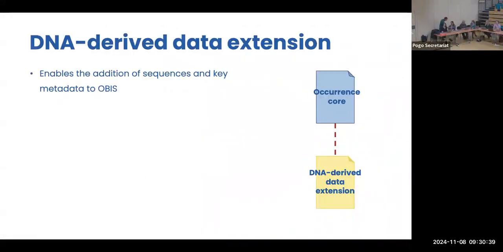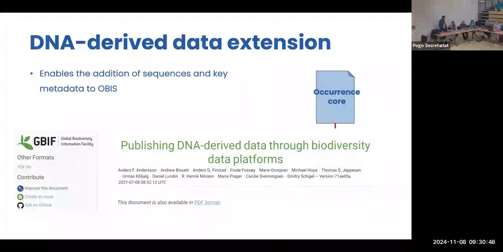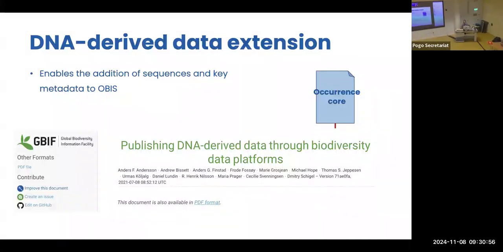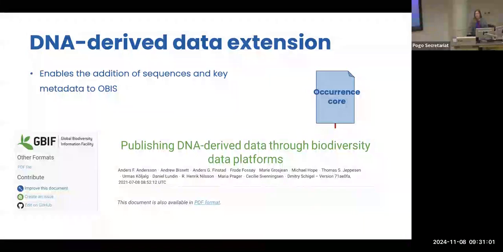So the DNA-derived data extension, as I said, now we use the occurrence core and the extension. We have a guideline for that, which is published together with GBIF. So all the information that you need is there. We also have a very comprehensive OBIS manual that you can access through our website. And there you have in detail all of these different steps that need to be done for eDNA data, but for all kinds of information. Steps that you need to do for publishing this.